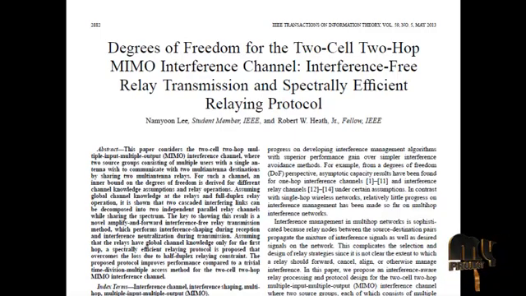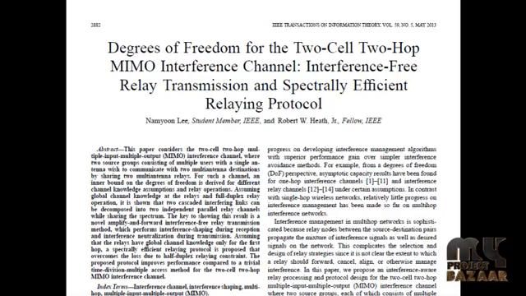For such channels, an inner bound on the degrees of freedom is derived for different channel knowledge assumptions and relay operations, assuming global channel knowledge at the relay and full duplex relay operation. It shows that two cascaded interfering links can be decomposed into two independent parallel relay channels while sharing the spectrum. The key to showing the result is a novel amplify-and-forward interference-free relay transmission method, which performs interference shaping during reception and interference neutralization during transmission, assuming that the relays have global channel knowledge only for the first hop.